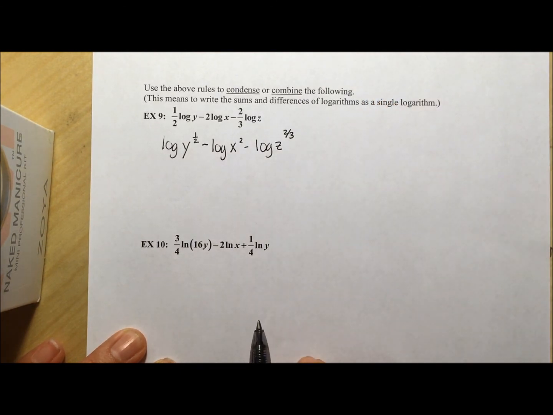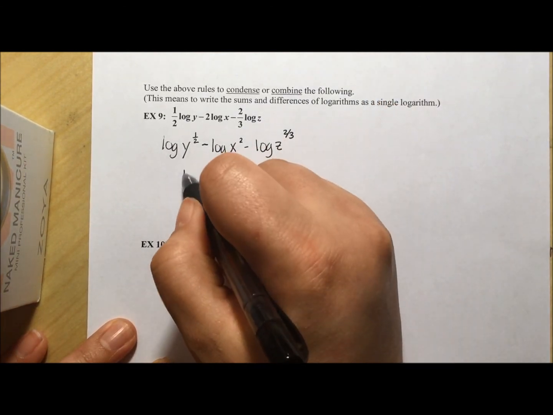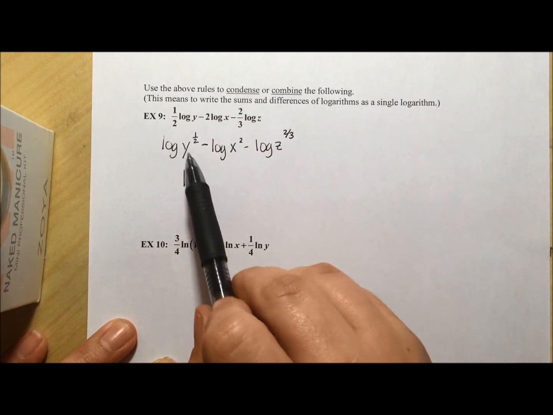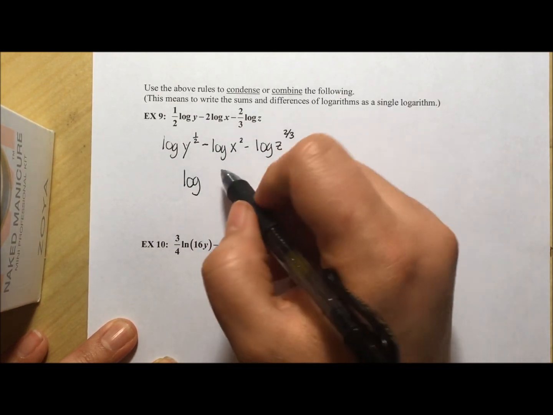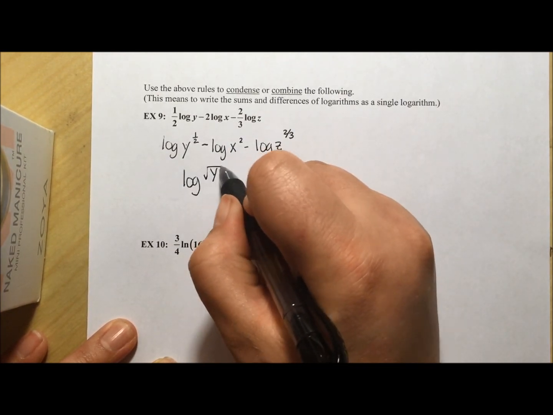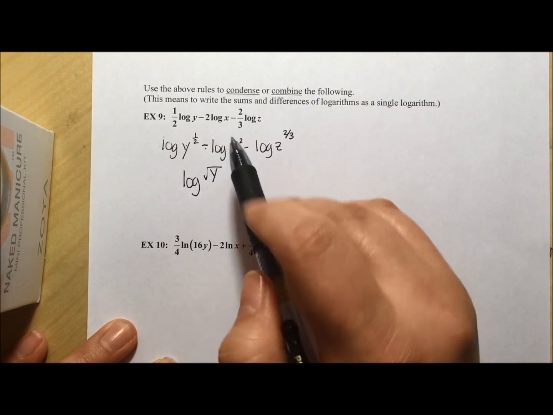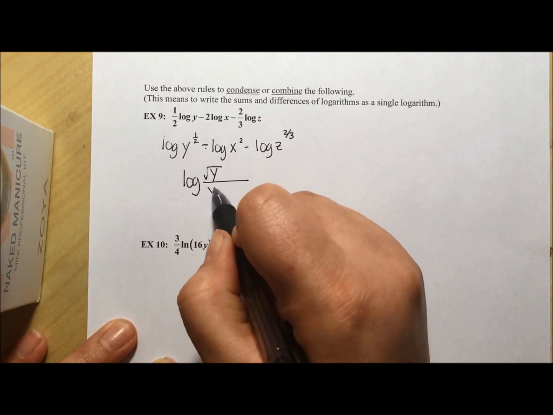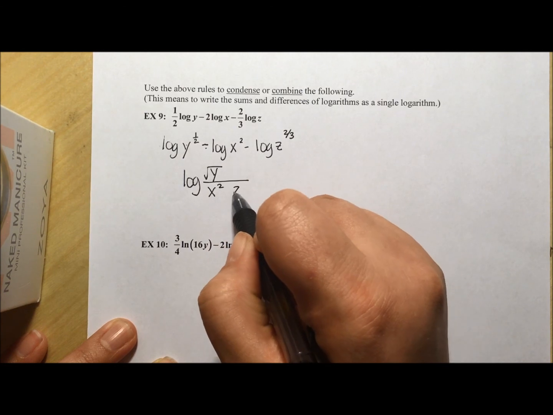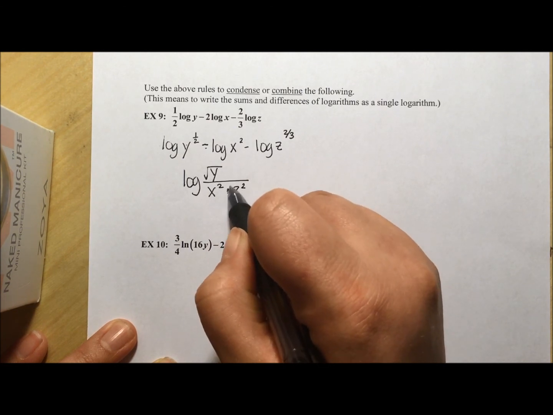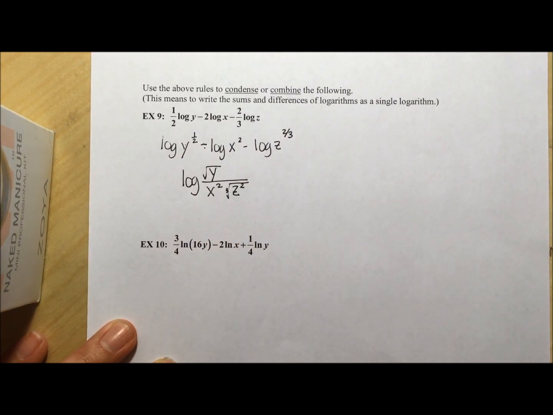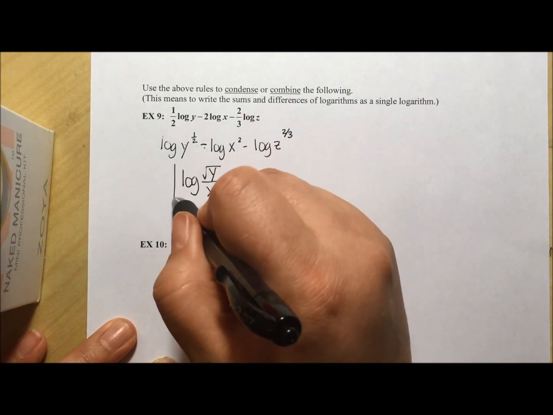All right, now we're going to combine all three of these together into a single log. Any log that was positive, that input is going to go on top. And any log that's negative, that input is going to go on bottom. And now if there is nothing for us to evaluate, then we are done.